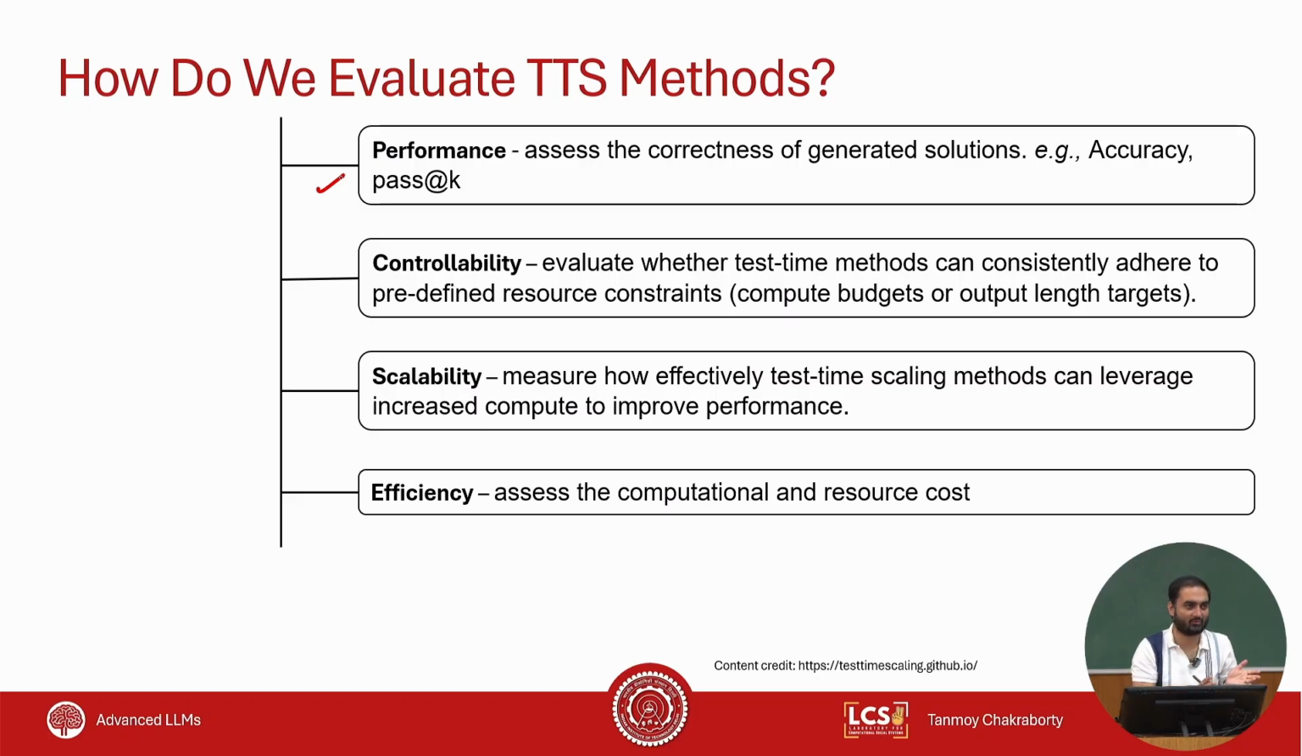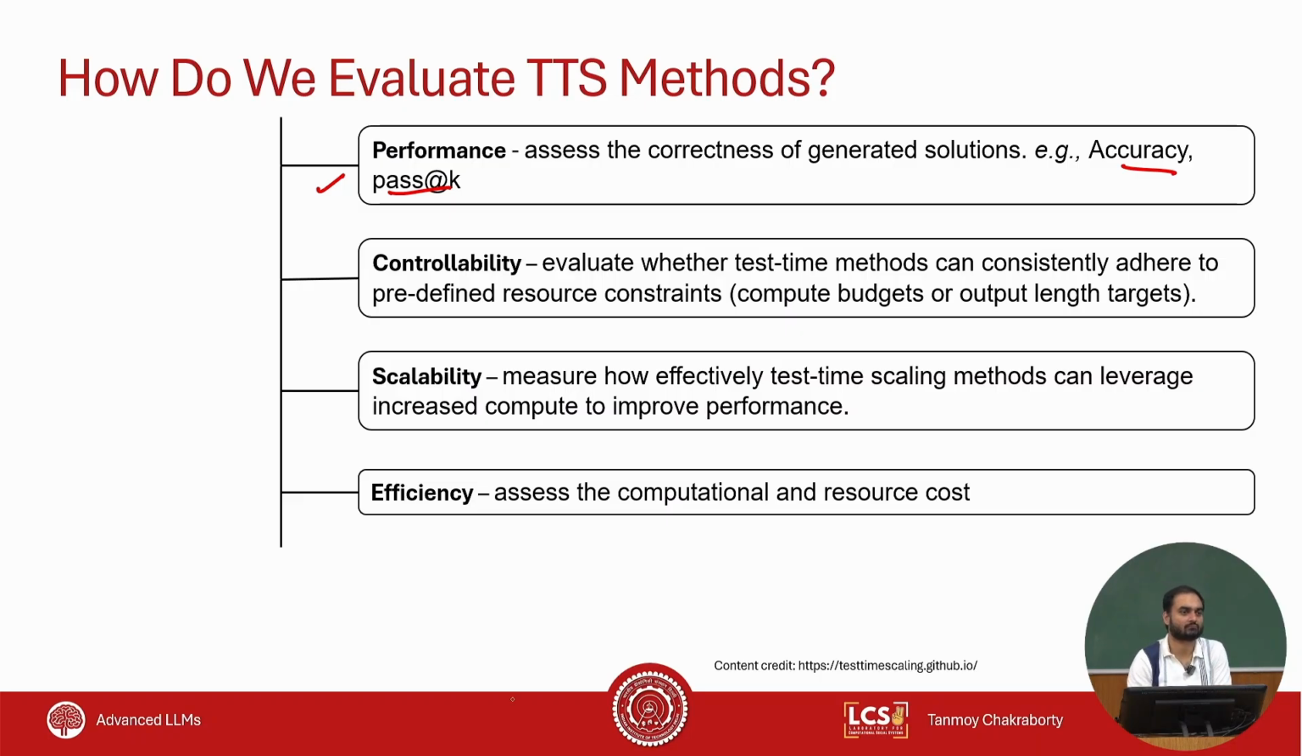The first dimension is performance. You look at the accuracy, right? And then you measure the performance. So accuracy, what is pass at k? Pass at k is, let's say you have generated n different traces. You look at the top k traces and see whether they are correct or not, kind of like precision at k, right? Performance is pretty straightforward, but let's look at controllability, scalability, and efficiency.